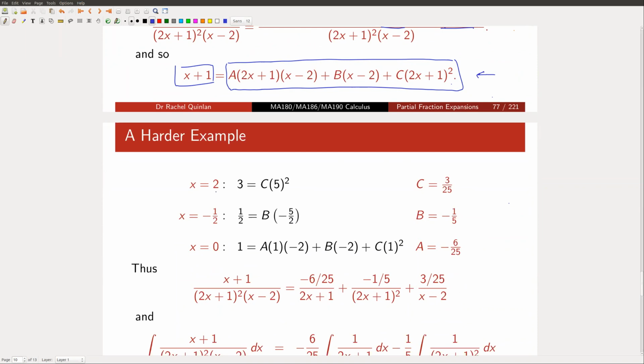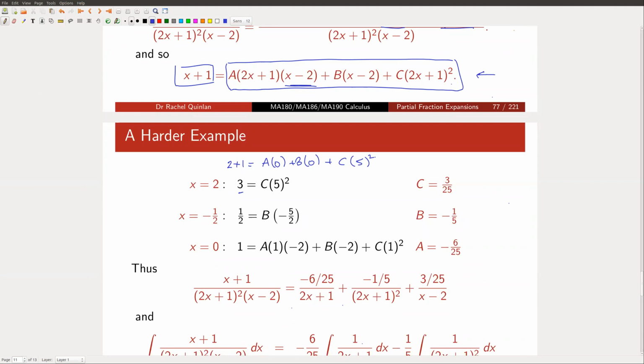So if we put x equals 2, for instance, the rationale there is that it will make the x minus 2 term drop out. On the left-hand side, we'll get 3, which is 2 plus 1. On the right-hand side, we'll get a times 0 plus b times 0, because putting x equal to 2 makes the x minus 2 terms drop out, plus c times 5 squared. So from that one, we can find out quickly that c is 3 over 25. It's very typical in these problems to find not particularly nice fractions turning up as the coefficients.